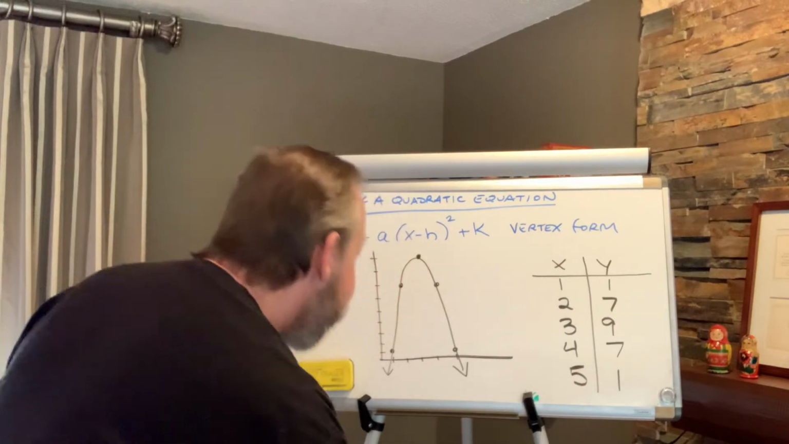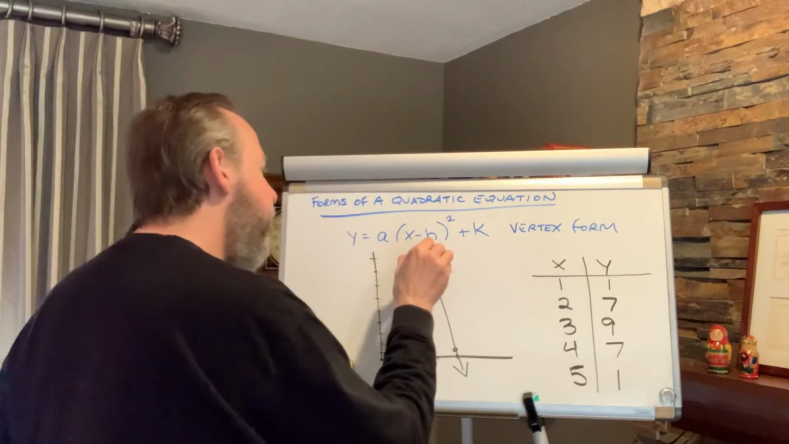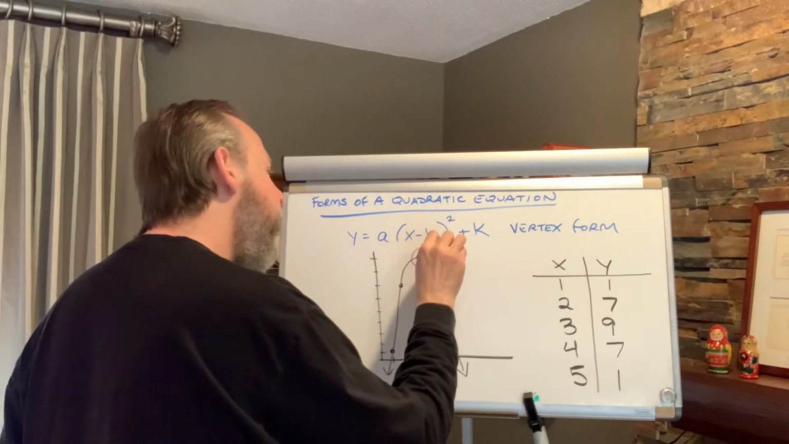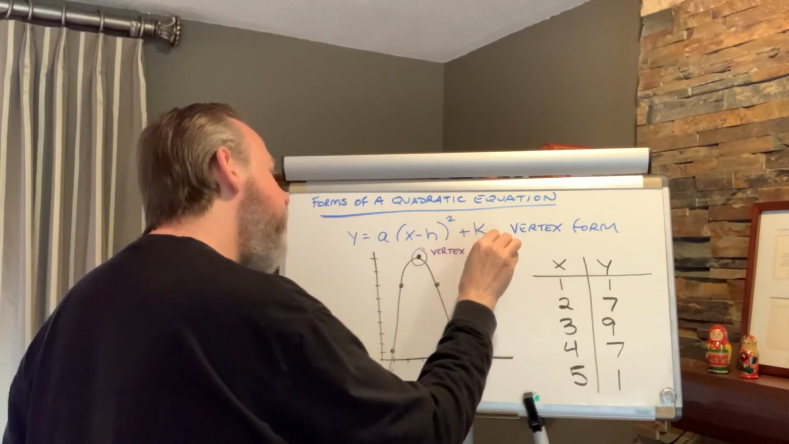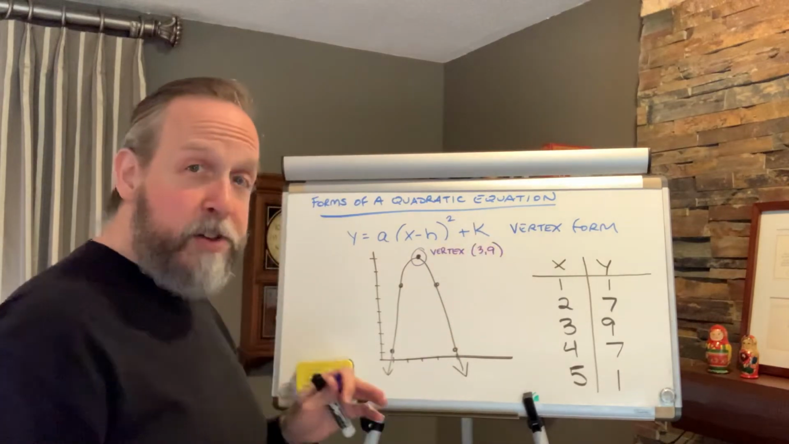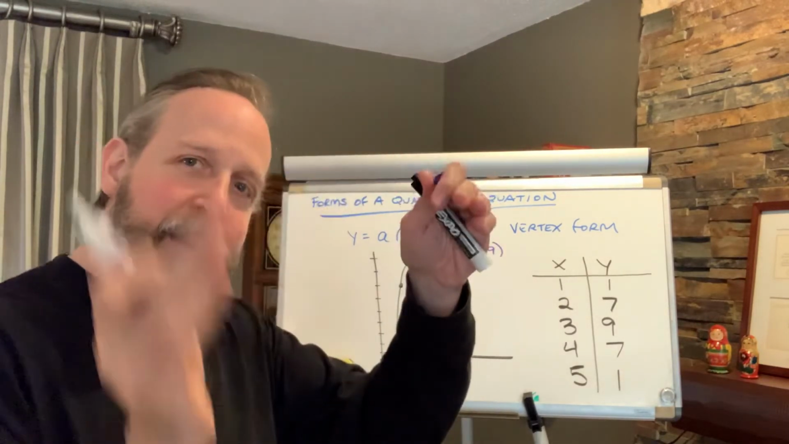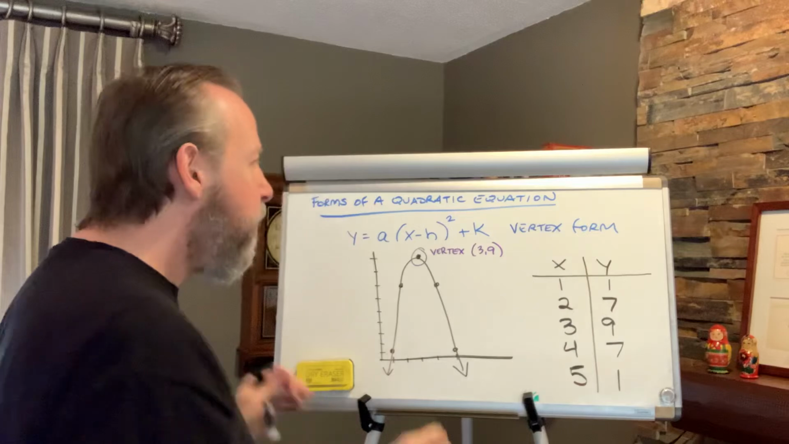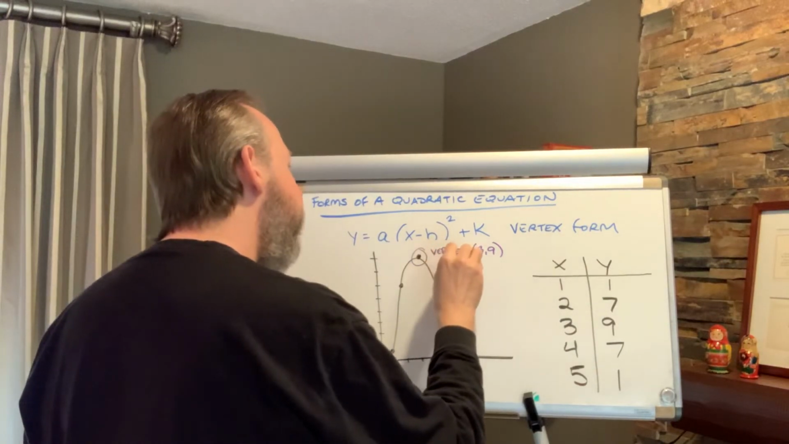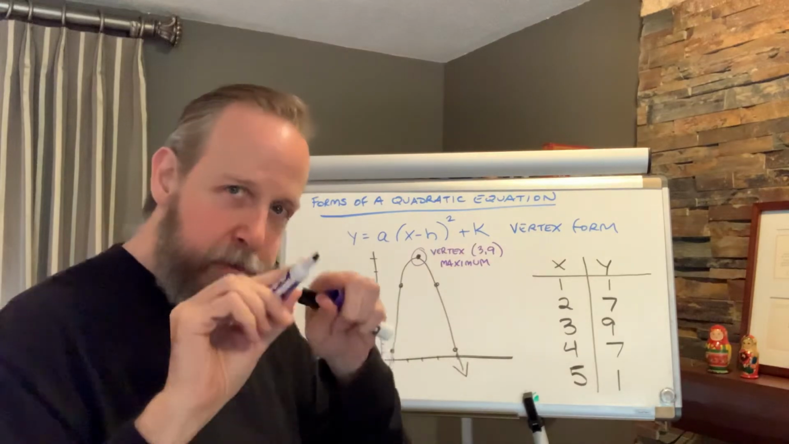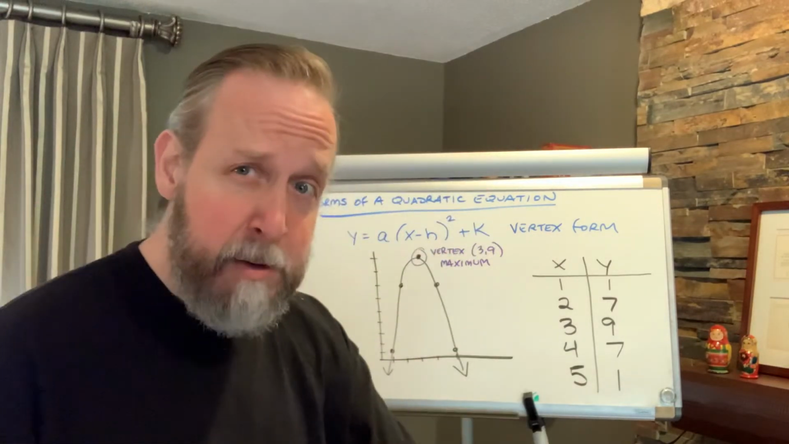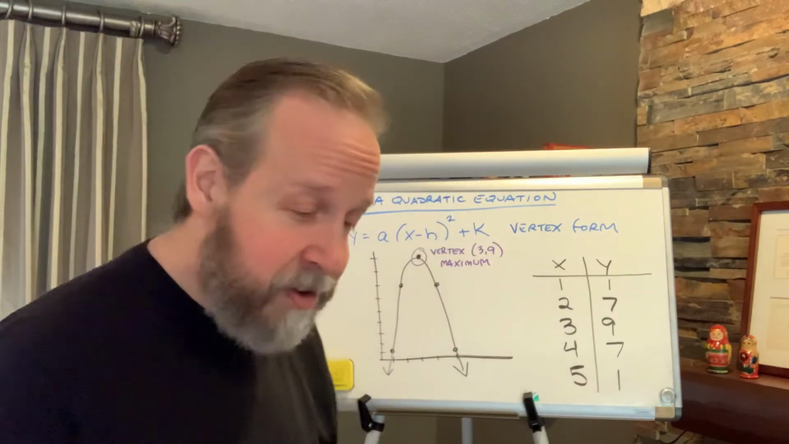On my graph, I see my vertex. My vertex is right there. My vertex, as predicted, is 3, 9. My vertex is at the very top of my curve, making it a maximum. Because my curve has arrowheads that point down forever, so it opens down.